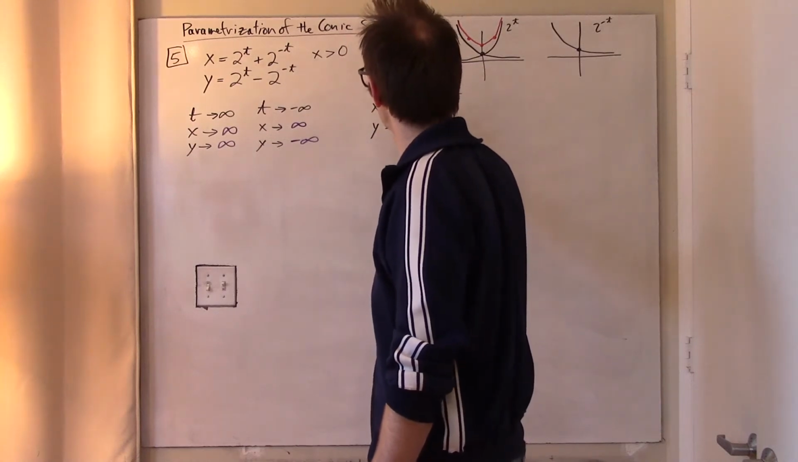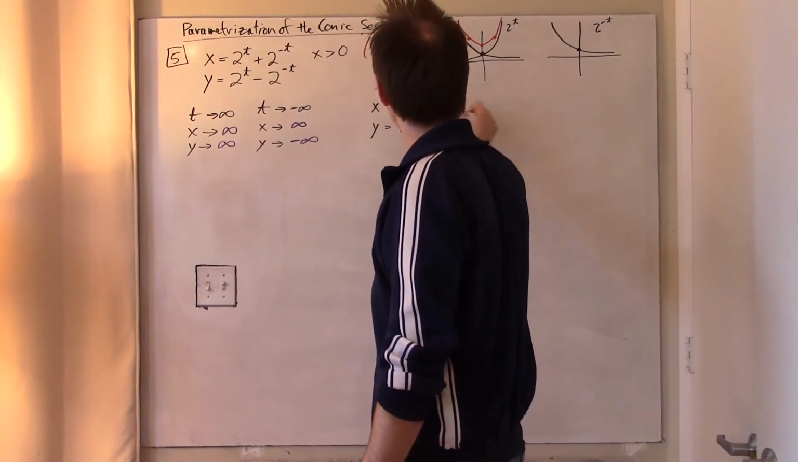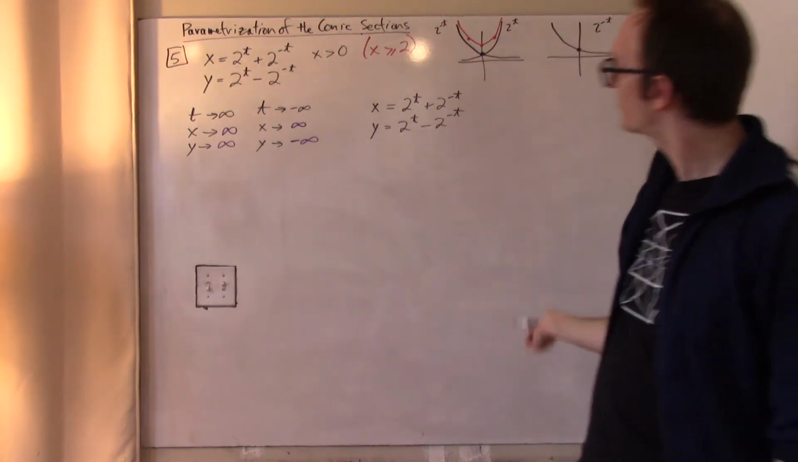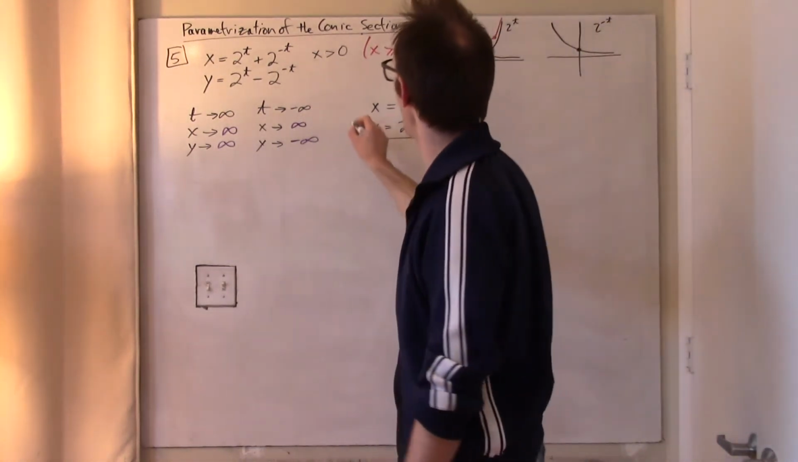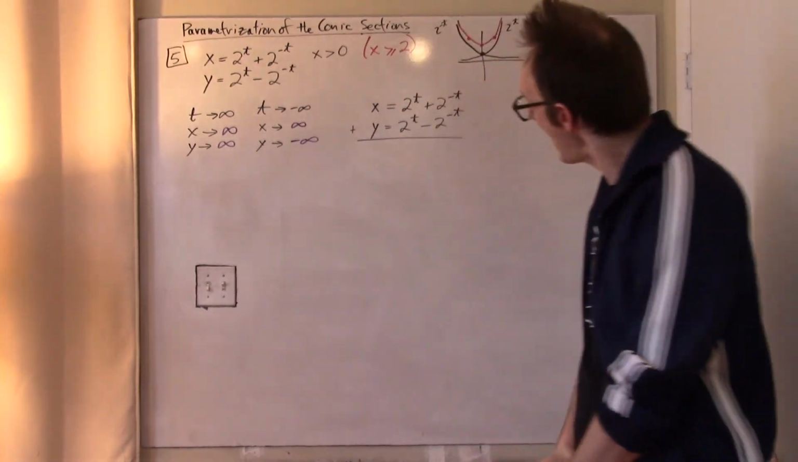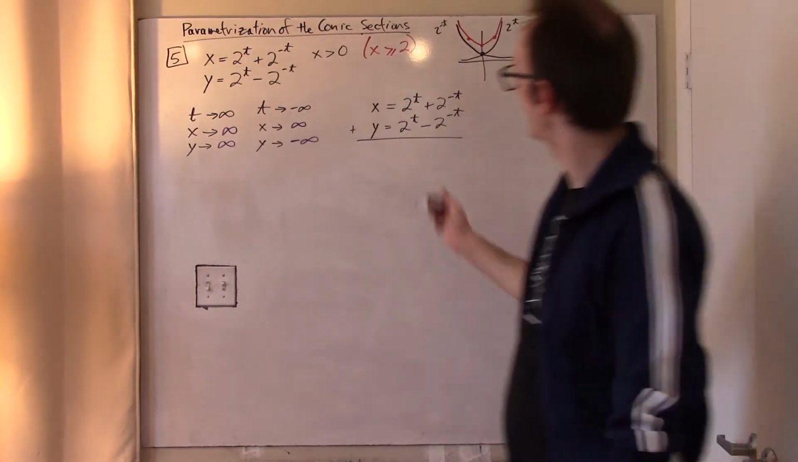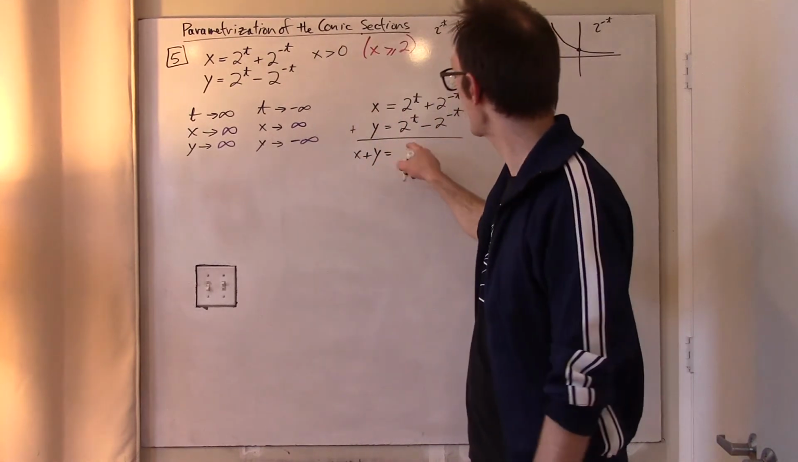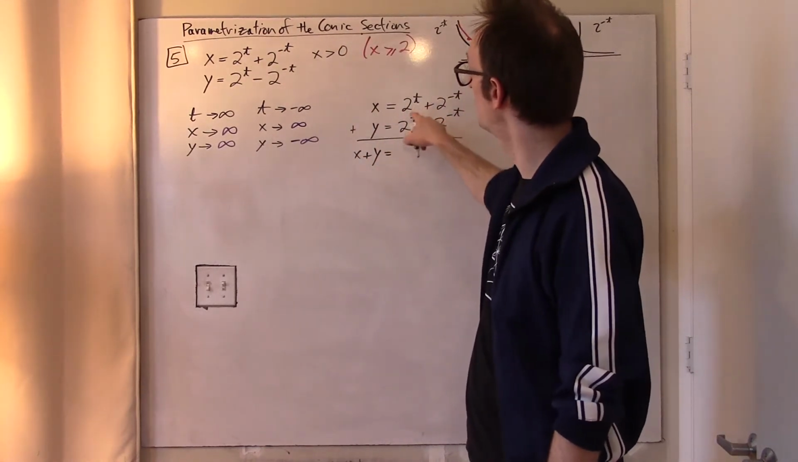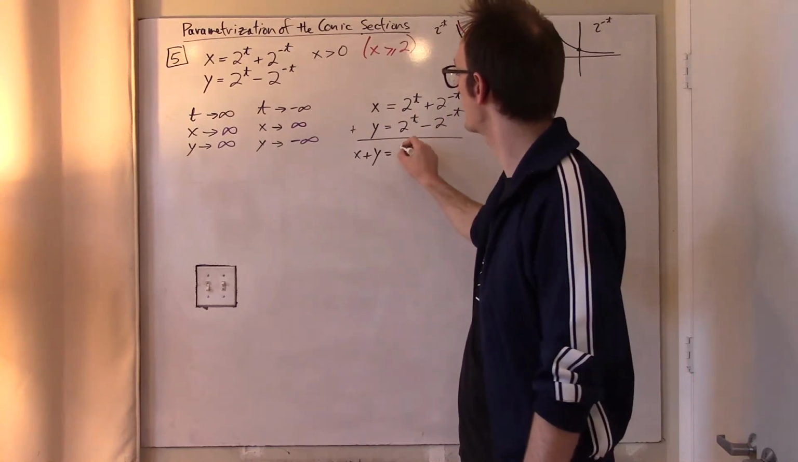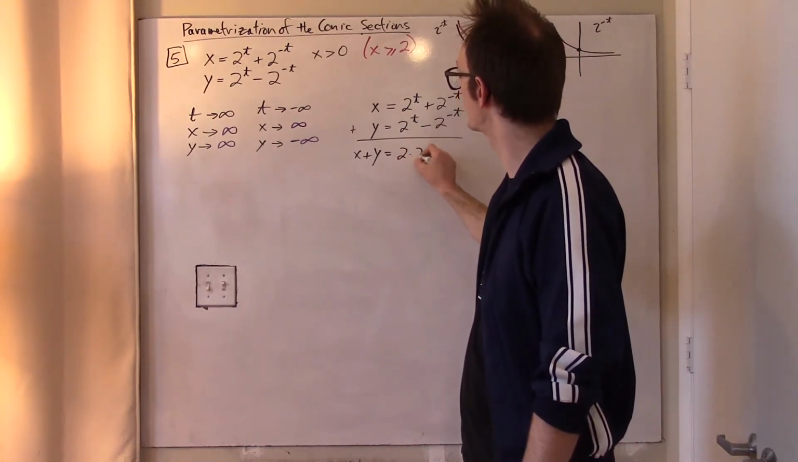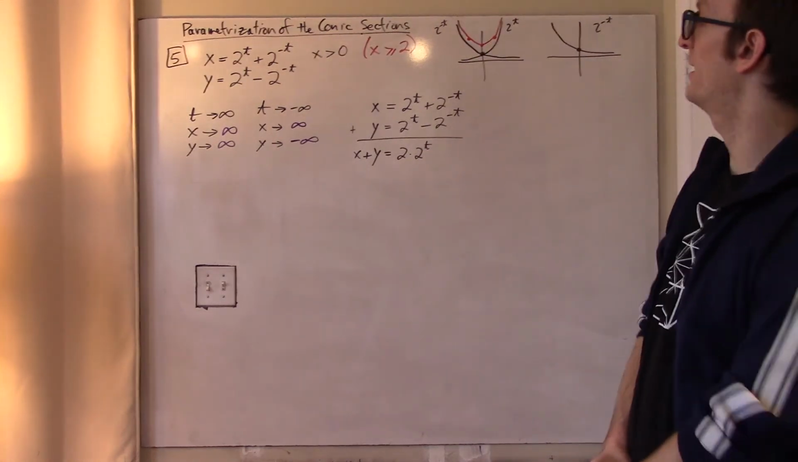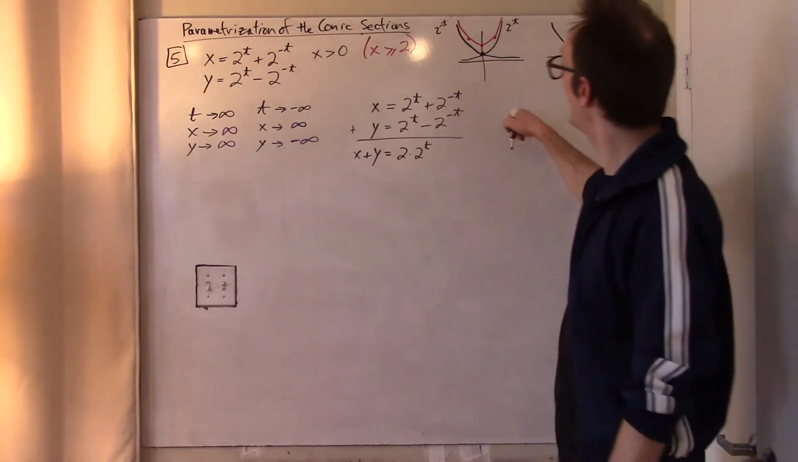One of the things you have to think of to do this problem is to say, okay, look, these two equations are so similar to each other. My goal is to get rid of t. First of all, let me just add these two equations. If I add these two equations, what do I get? Well, I get that x plus y is 2 to the t plus 2 to the t, right? So in other words, 2 times 2 to the t. Okay, great. That's kind of interesting.